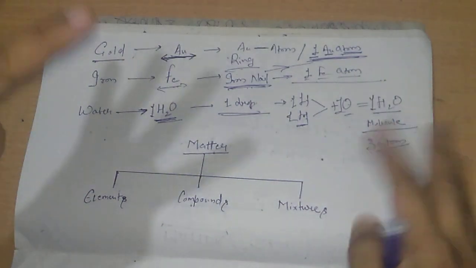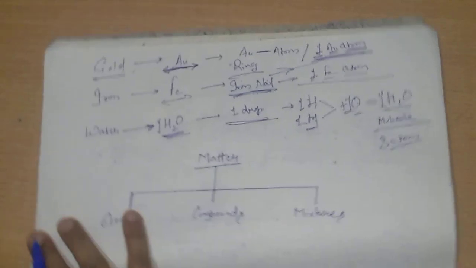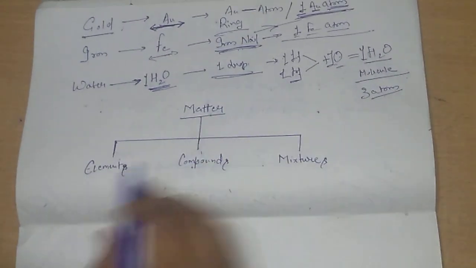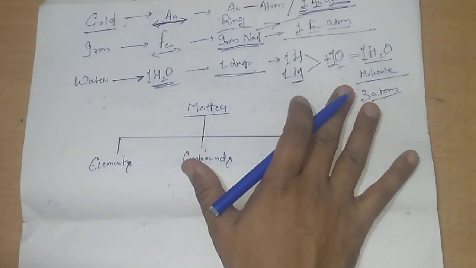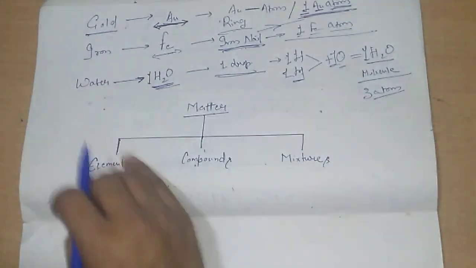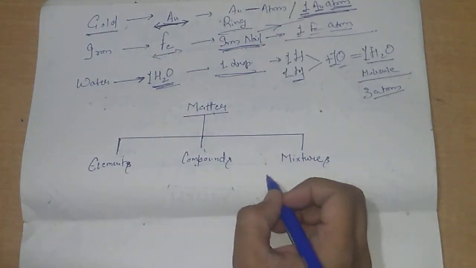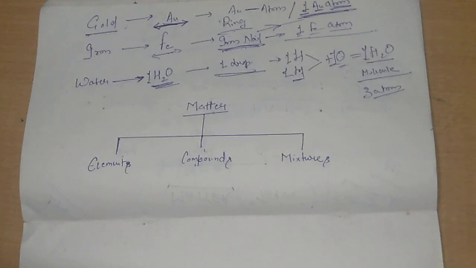To clear our confusion, we will continue the chapter, and we will divide or bifurcate matter into three main categories, that is elements, compounds and mixtures. Tomorrow we are going to discuss all these three things, like how matter is divided into these three categories, and these are based upon the types of combinations of atoms. Clear? So now, okay, see you tomorrow.